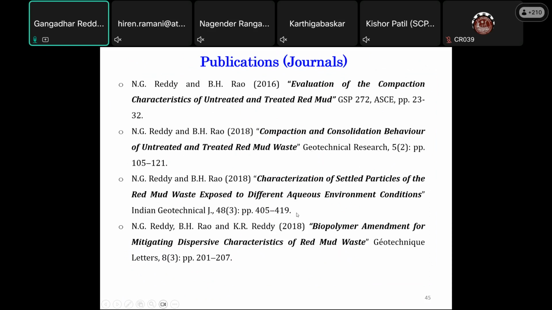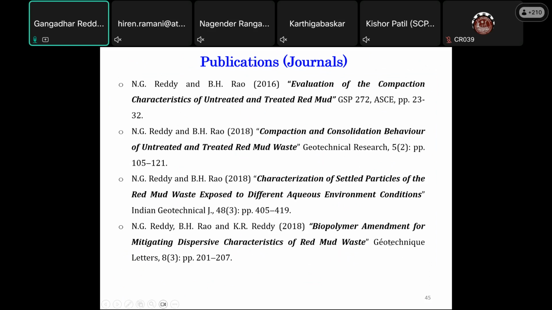Those who are more interested in the settlement of the particles when they are exposed to different environmental conditions can refer to the paper published in the Indian Geotechnical Journal. There I have shown some zeta potential characteristics as well, and how the red mud particle settles based on the pore fluid, by changing the pH values.